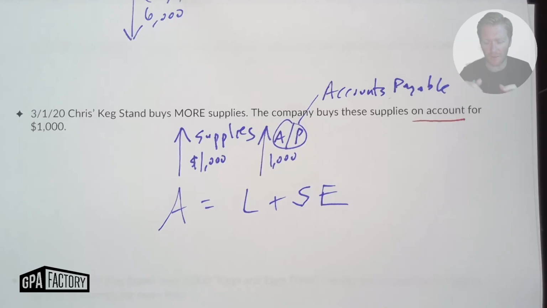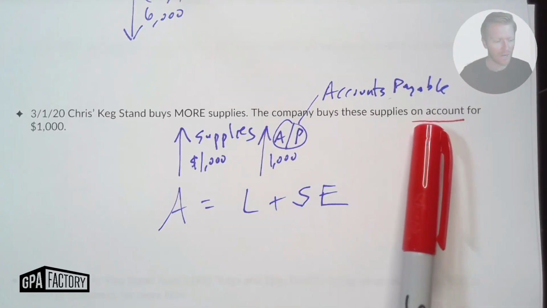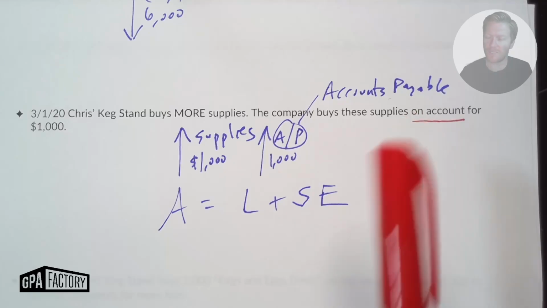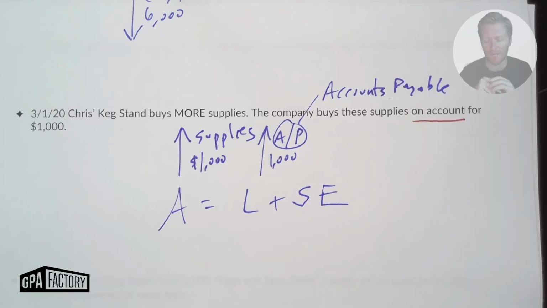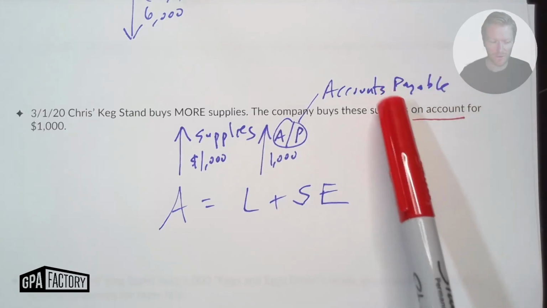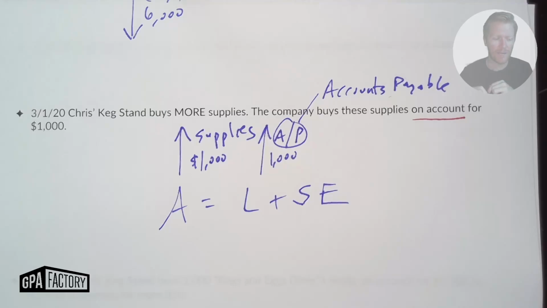Just wanted to point that out because people will mess that up. They'll see on account and think that 100% of the time that means there's a liability, but that is not the case. If we, the company, are the ones purchasing on account, then yes, a liability is created.